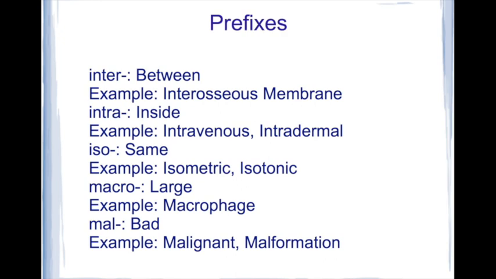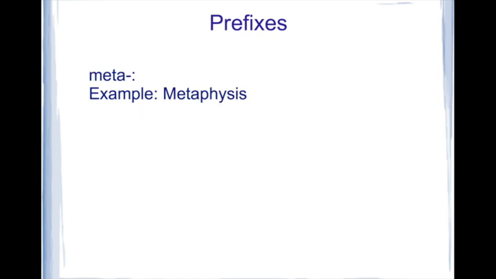Anyway, moving on. Meta, like metaphysis. So in a long bone, we have three main parts, right? We have the epiphysis, which are the ends. We have the diaphysis, which is the shaft. And in between those, on both sides, is the metaphysis.